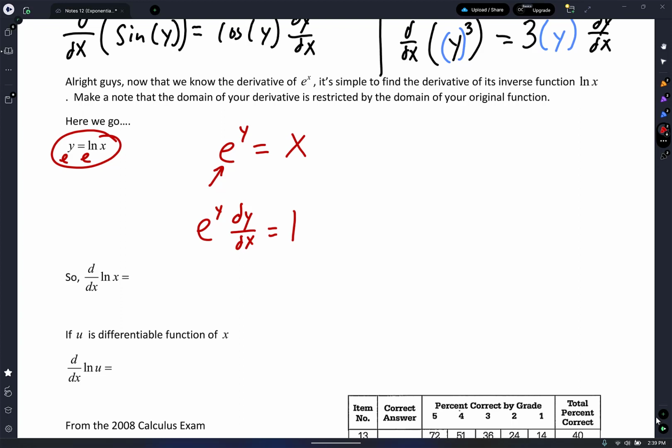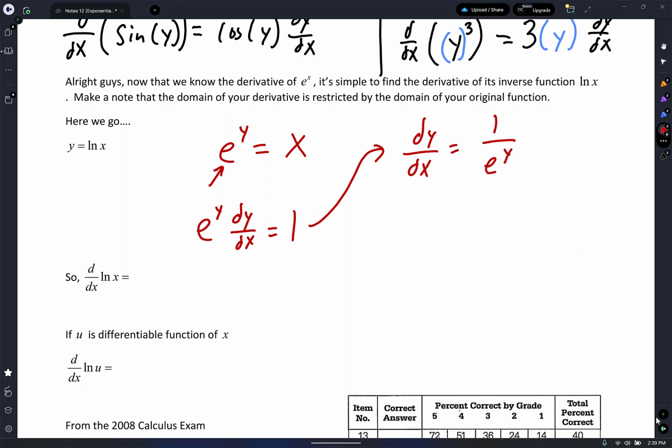Are we okay? Well, notice what I want. I want to know the derivative, right? So I want to get dy dx by itself. So how do I get dy dx by itself? Perfect. Divide by e to the y. So I have dy dx equals 1 over e to the y.